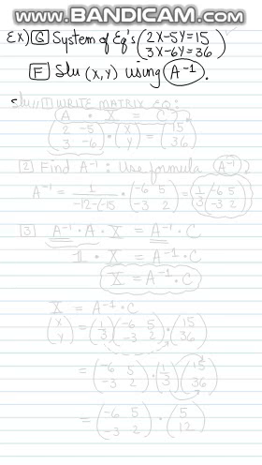All right, we're given a system of equations: 2x minus 5y equals 15, 3x minus 6y equals 36, and we're asked to find the solution, the ordered pair (x, y), using matrices, using the inverse matrix. Now, when you're asked this on an exam, you can't use a different method. You must use this method. So let's go through these steps.